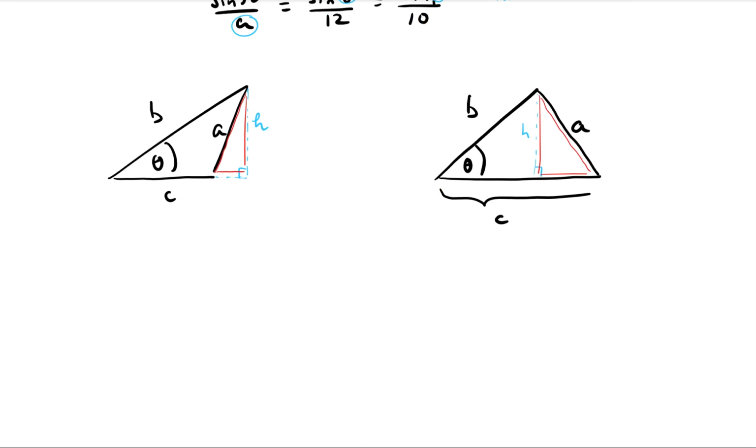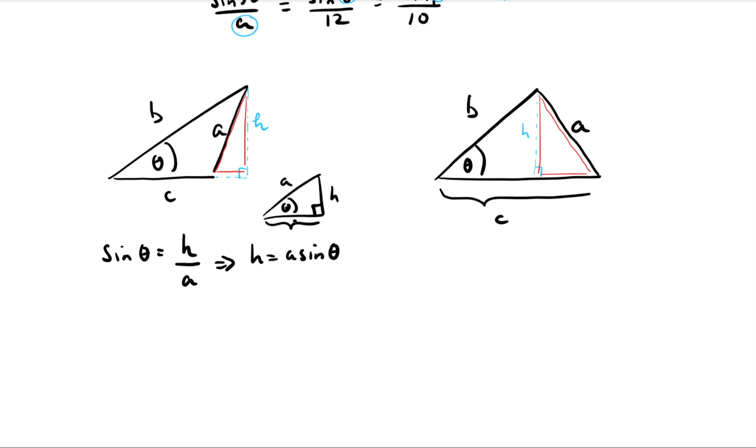So to find h, for example, how do we get h? I can use the fact that sine of theta is opposite over hypotenuse. Now I'm looking at this larger triangle here with h, theta, and a. So sine of theta is h over a, so that means h is a sine theta. And similarly, let's call this part x. Then the cosine of theta would be x over a. So that means x is a cosine theta.